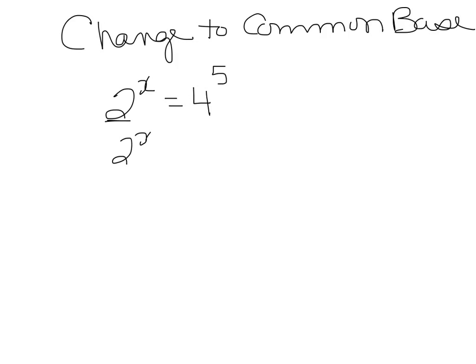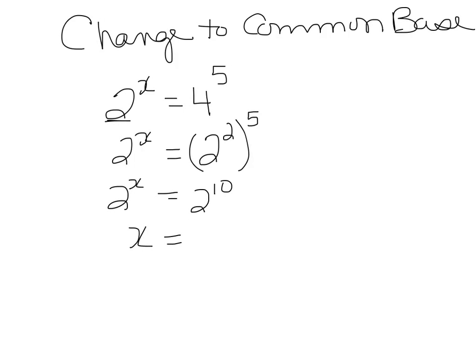So leave this left-hand side alone. Change your 4 to base 2 squared. So that's my 4, and that 4 is being raised to a 5th power. So now I have an exponent raised to an exponent, so that's multiplication. I have 2 to the 10th on that right-hand side. So now I can use my property of equality and say x is equal to 10. And that's my solution, okay?